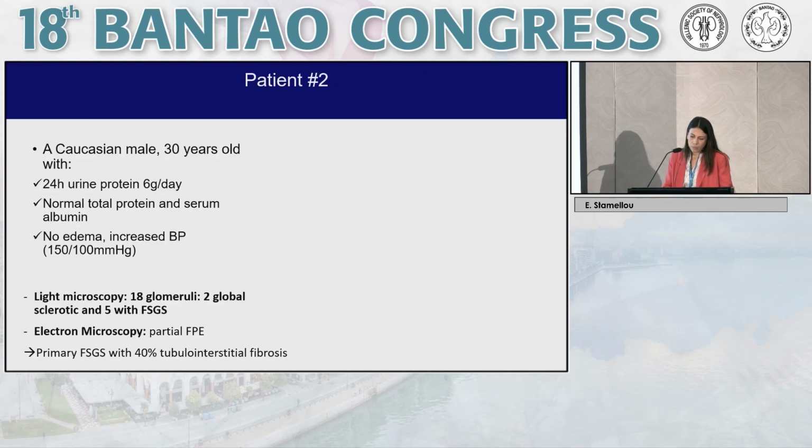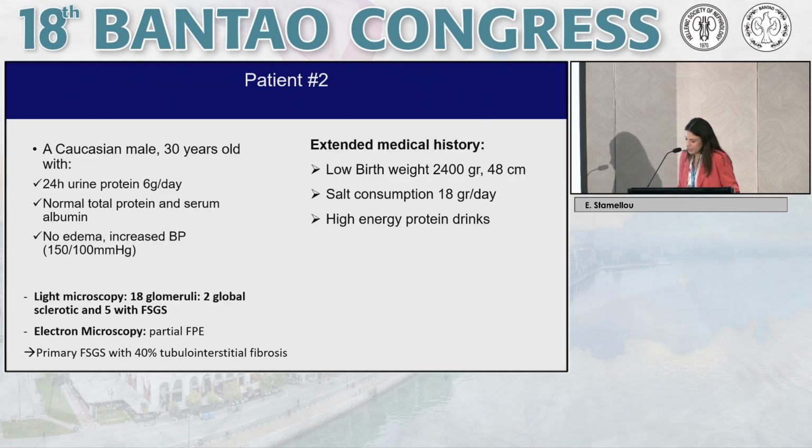When taking a better medical history, we found that the patient had a low birth weight of 2.4 kilograms, and in the last years he also followed a very bad lifestyle with high energy protein drinks. So we decided that this patient has maladaptive FSGS, secondary FSGS, and he has to be treated with supportive therapy.